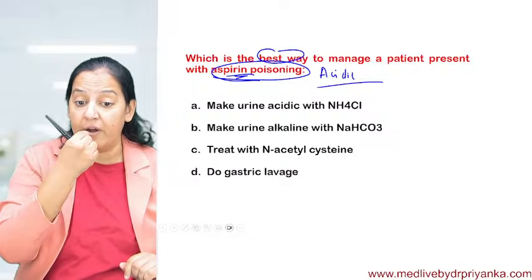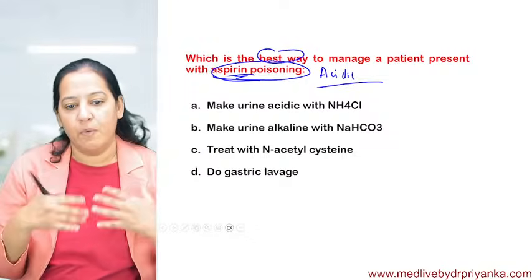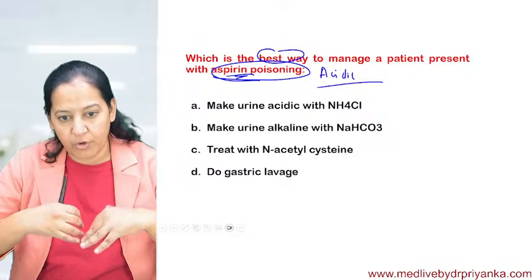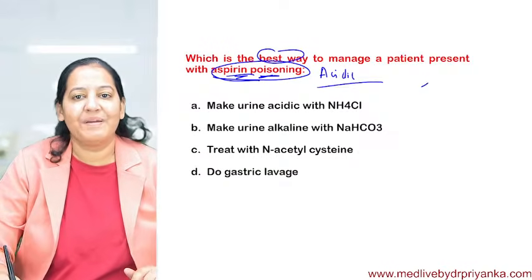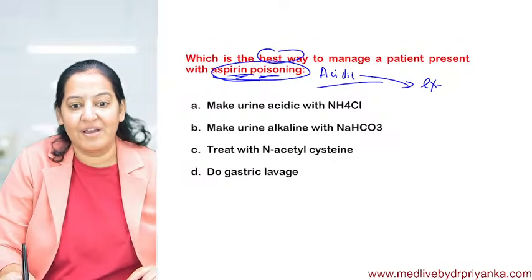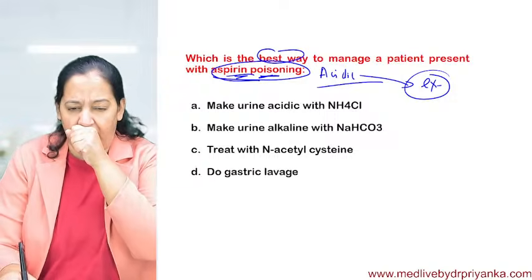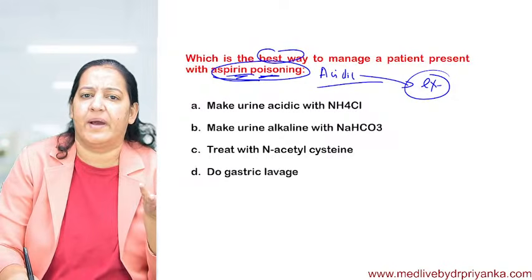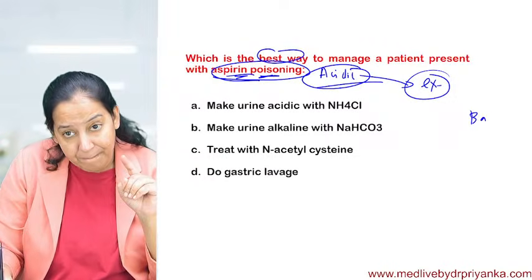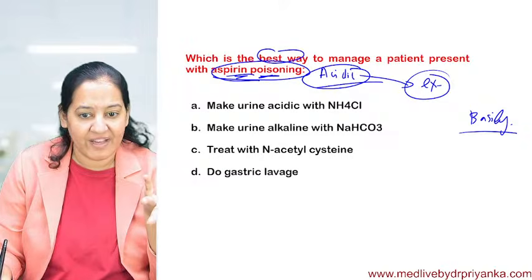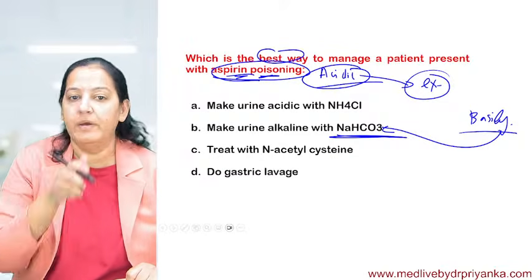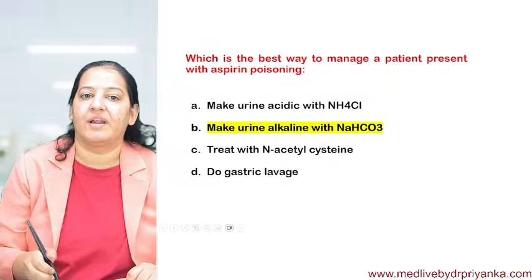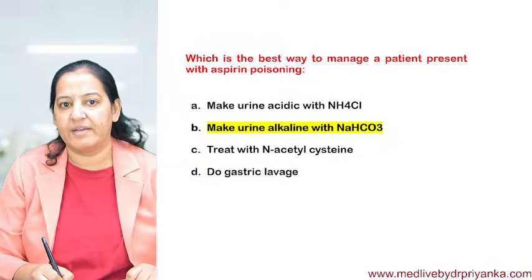So the patient has taken 100 tablets of an acidic drug. You want to save the person. Do you want more absorption or excretion? It's poisoning, we don't want more absorption. We want excretion of the acidic drug. For excretion, the opposite pH is required. For acidic, you need to basify the urine. How to basify the urine? By giving a drip of sodium bicarbonate to make the urine alkaline. So the correct answer here is B.